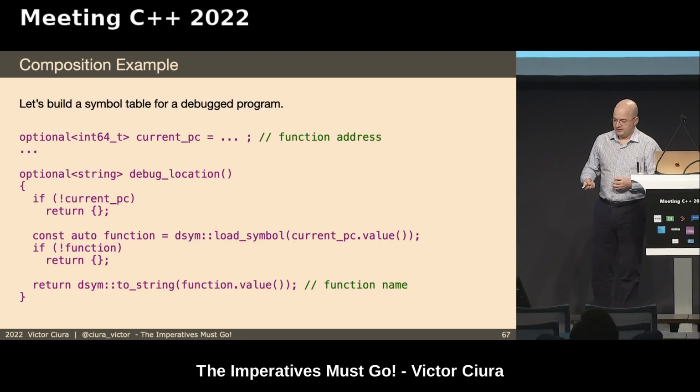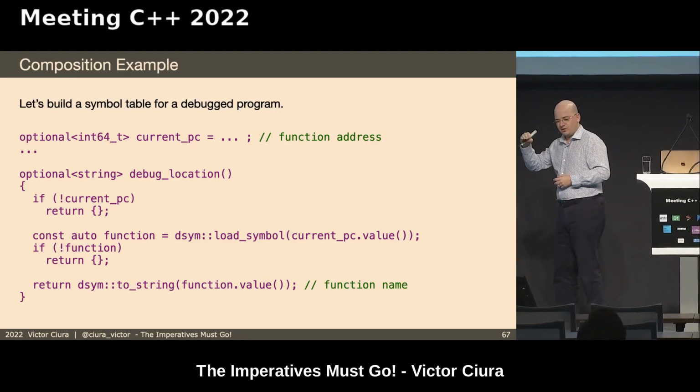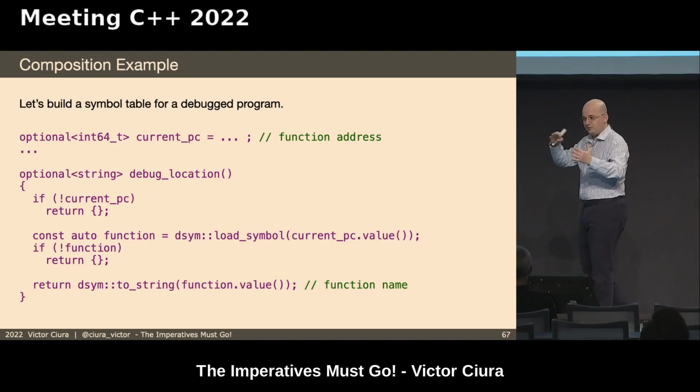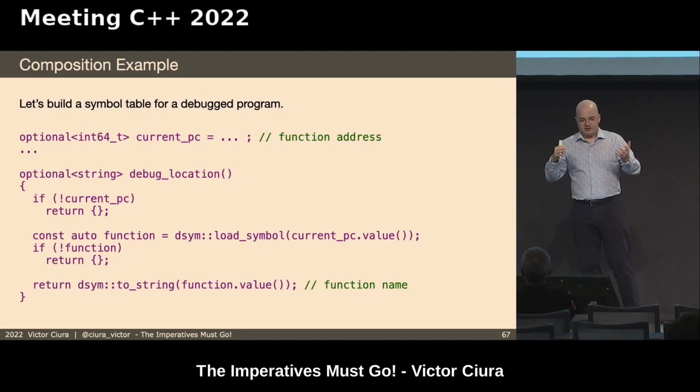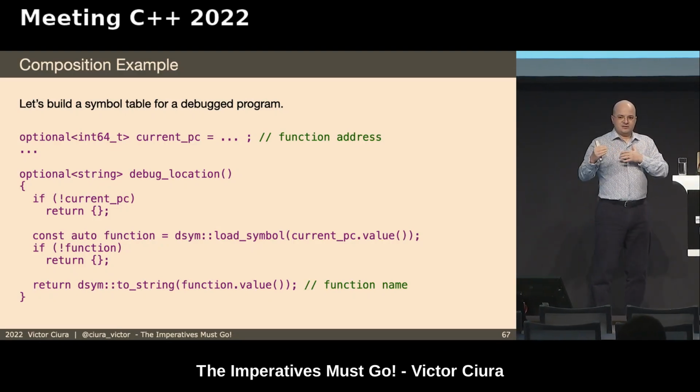This would be that way of checking at every step. Do we have a current program counter? Could be an optional, could be unavailable. The API might have failed. Did we manage to load a symbol? Do we have a symbol? Yes, no, abort.